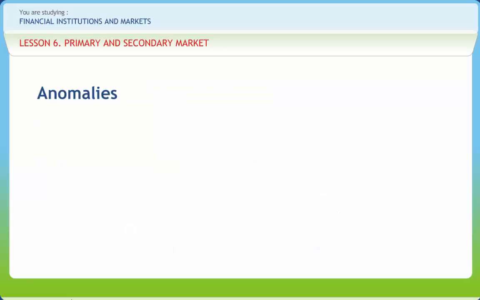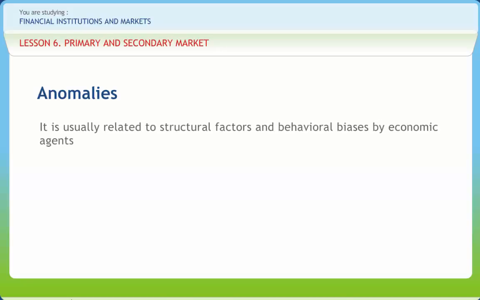A market anomaly or inefficiency is a price and/or return distortion on a financial market. It is usually related to either structural factors or behavioral biases by economic agents. Anomalies sometimes refer to phenomena contradicting the efficient market hypothesis. The main anomalies are: first, January effect.